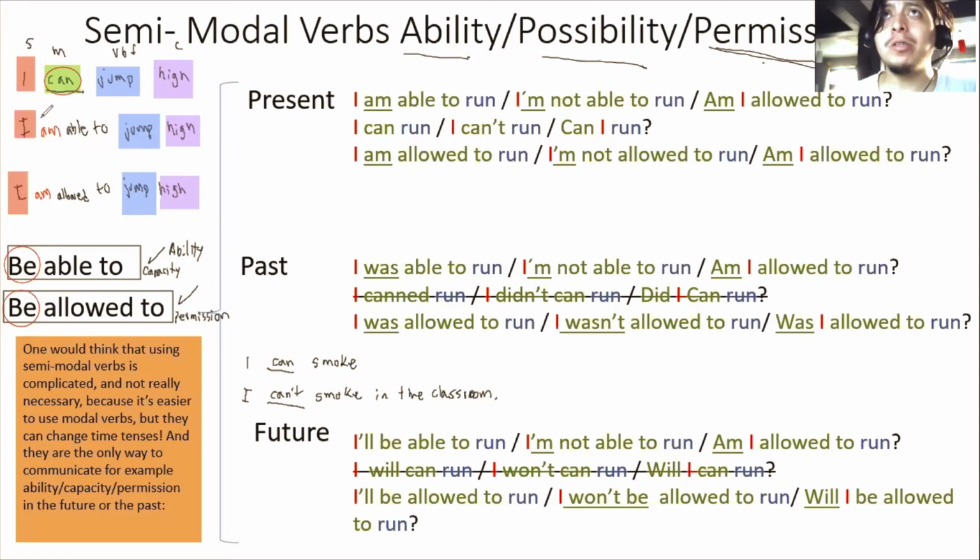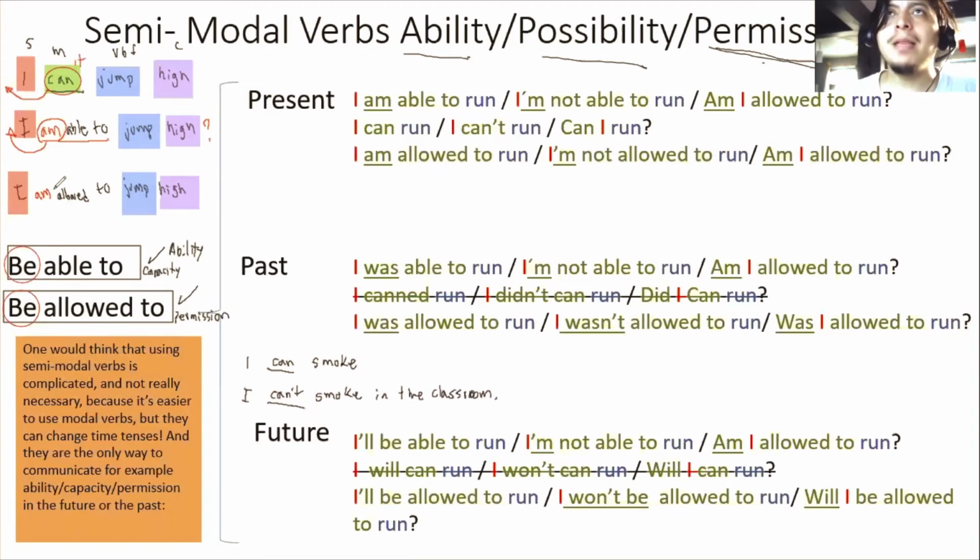El problema es que como estos están en presente, siguen las reglas del presente. Entonces, ¿cómo hacemos una pregunta? Normalmente el modal cambia su lugar con el sujeto. En este caso, este no es un modal, es un semimodal y está en presente. En el presente, el verbo to be es el único que cambia su lugar con el sujeto. Am I able to jump high? ¿Sí? Am I allowed to jump high? ¿Cómo le hacemos para hacer un negativo? Normalmente, pues, el modal se lleva nada más I can't.